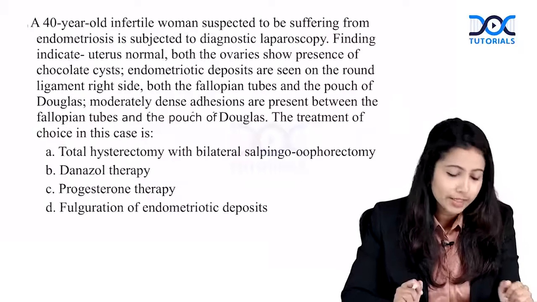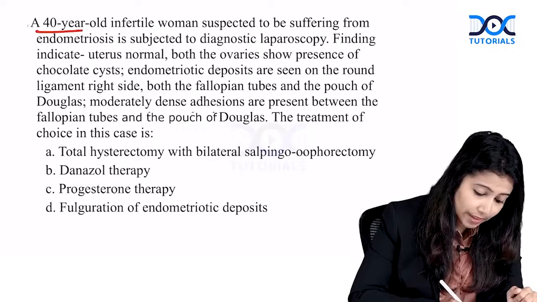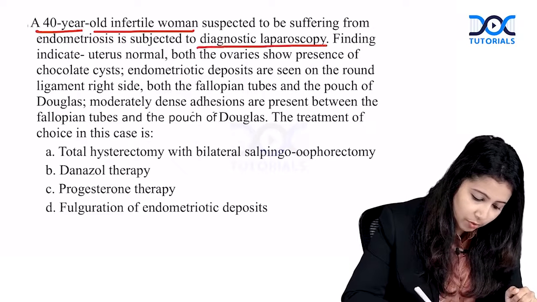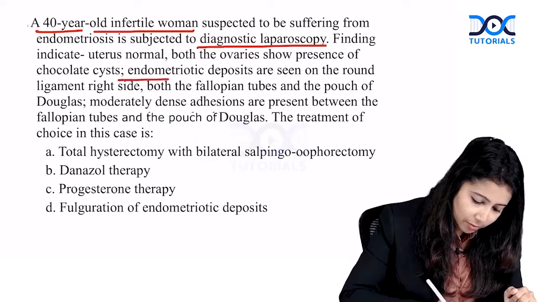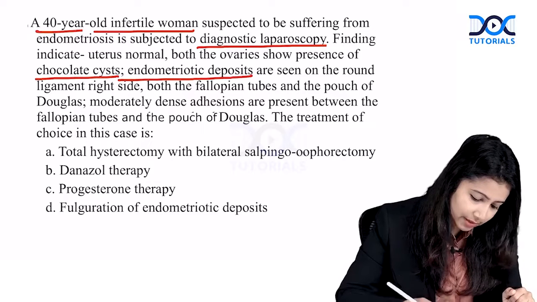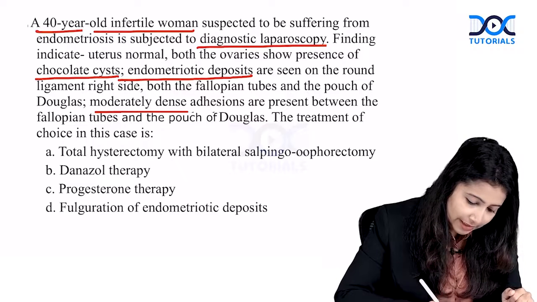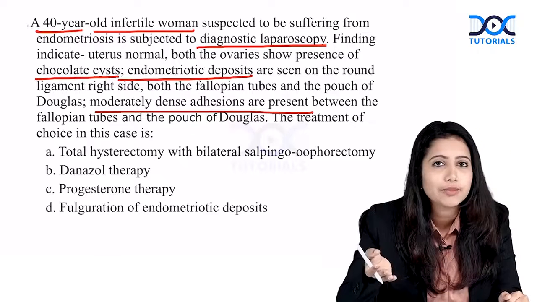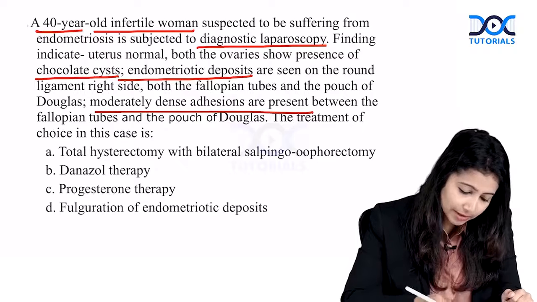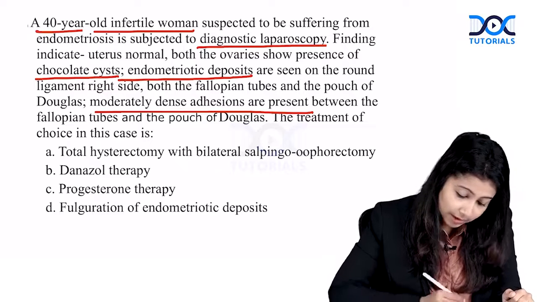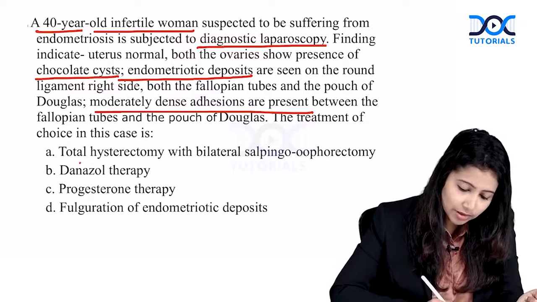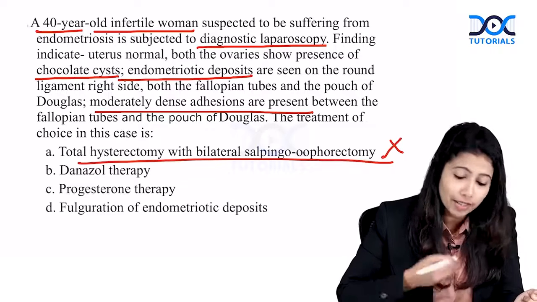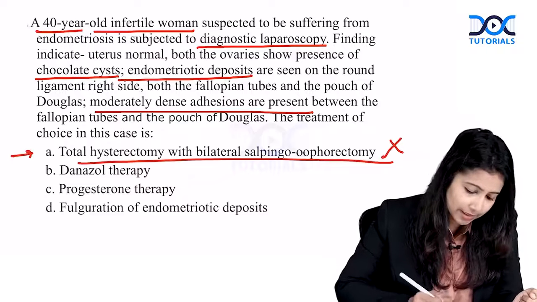So now let's have a look at this question. She is a 40-year-old infertile woman, and she has undergone a diagnostic laparoscopy, and there is presence of endometriotic deposits, there is a chocolate cyst, and there are moderately dense adhesions. What is the treatment of choice? Here endometriotic cyst, we don't know the size of it. The first option is total hysterectomy, bilateral salpingo-oophorectomy. Absolutely no, she is infertile. Even if she was fertile, it's not the first line.